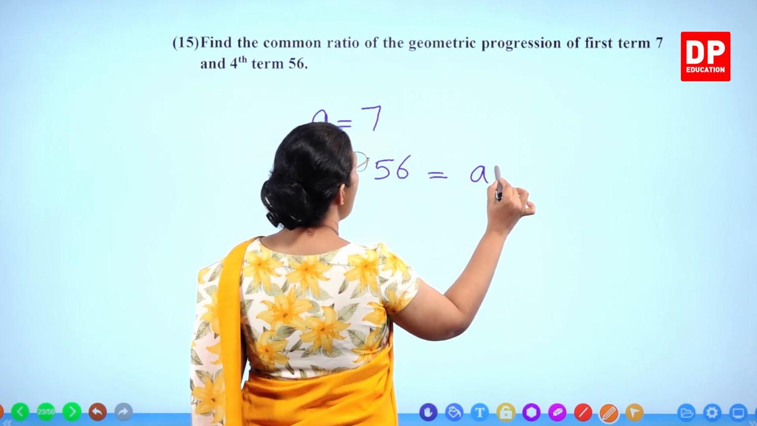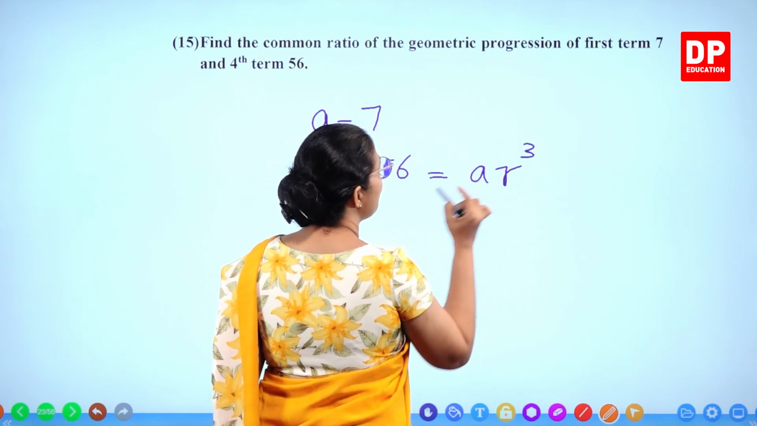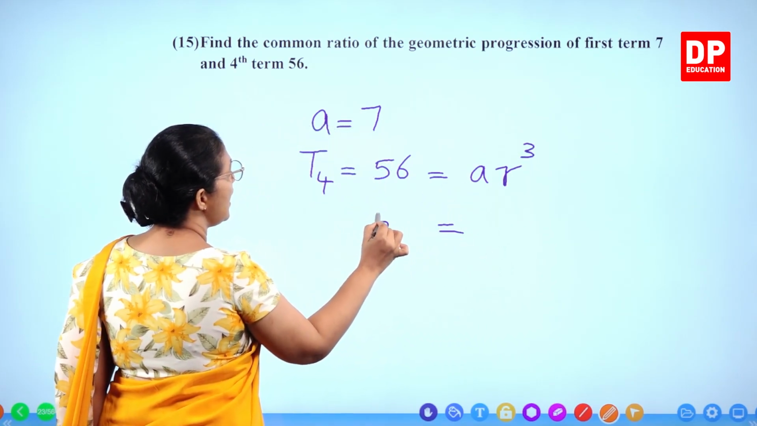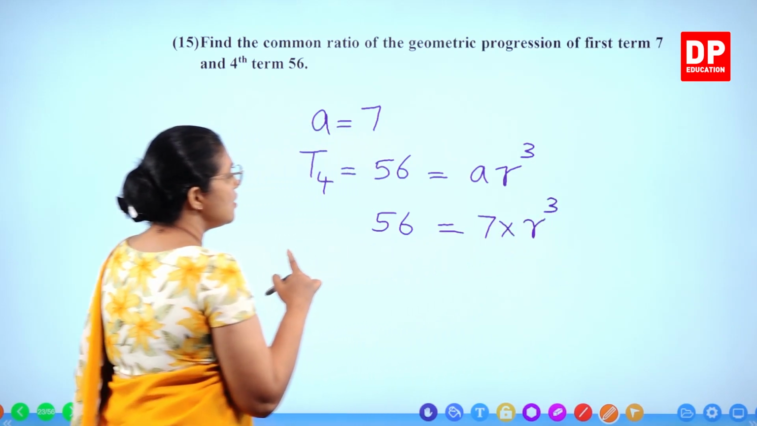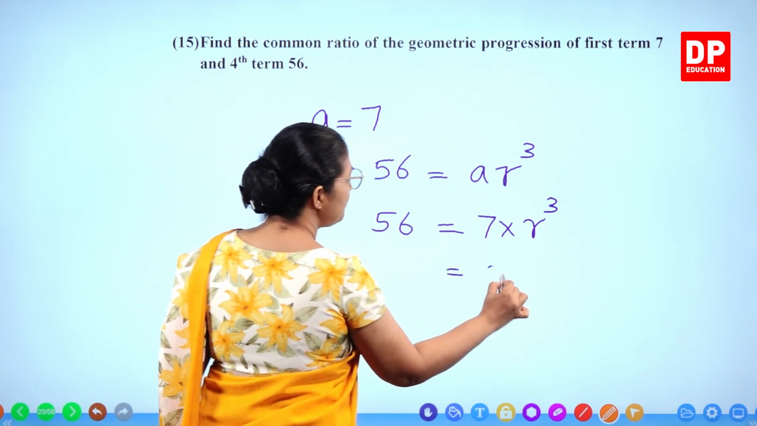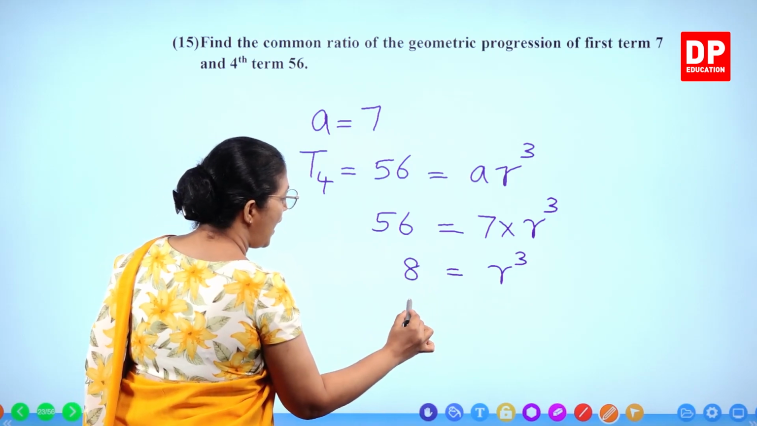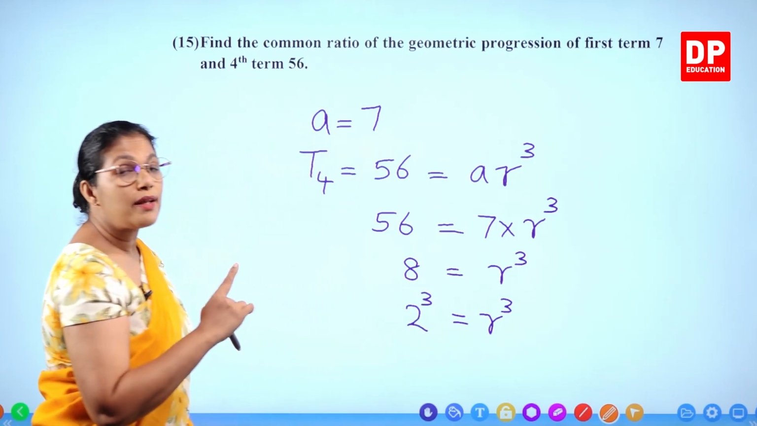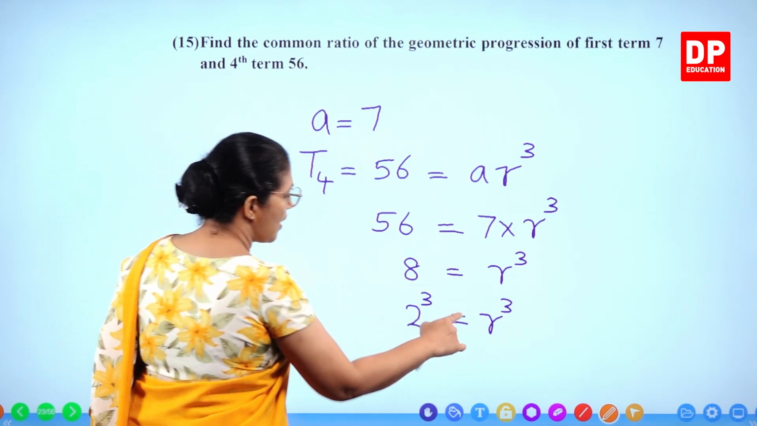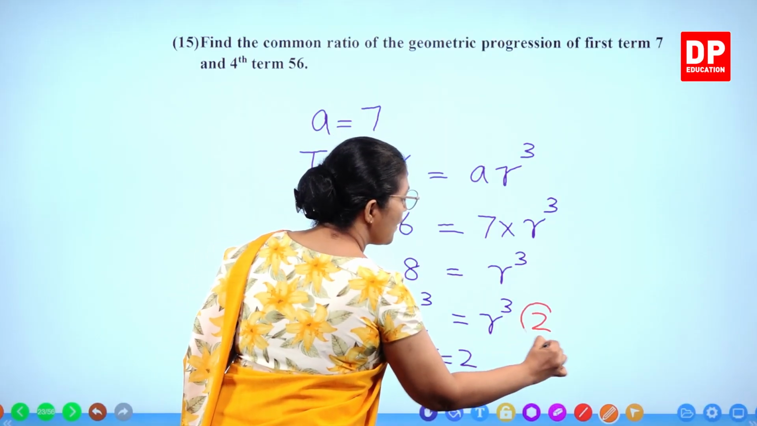A into R to the power 4 minus 1. 4 minus 1, that's 3. So, we can substitute A and find out the R value. Divide by 7. You get 56 divided by 7 is 8. So, 8 you can write as 2 to the power 3. Same power, you can compare the bases. So, R becomes 2. So, the common ratio is 2 here. So, you get 2 marks for that.